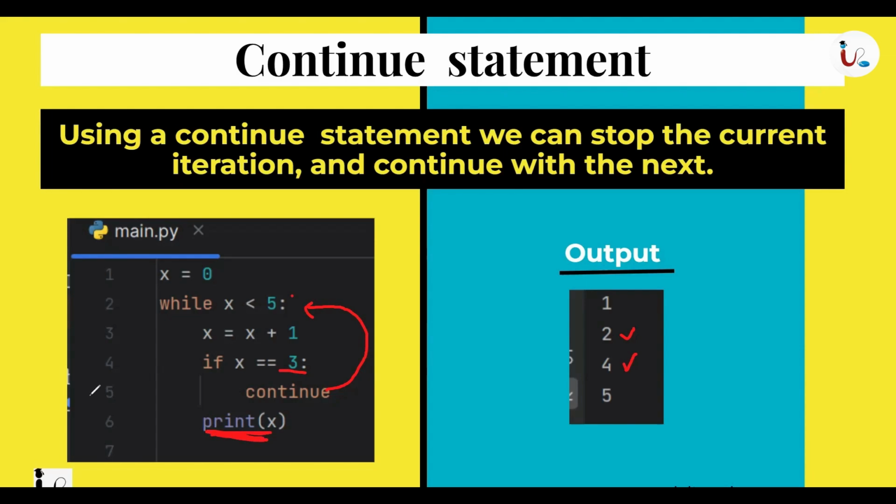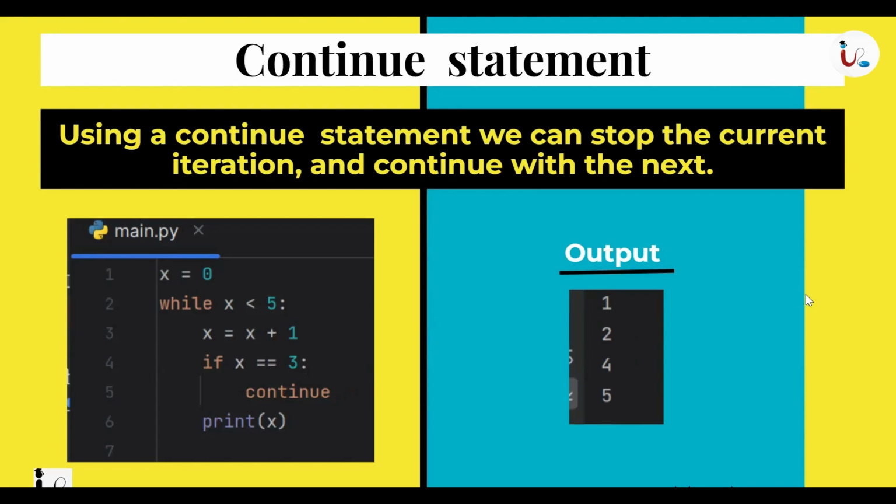Okay. So whenever you want to stop the current iteration, not the entire while loop, only if you want to stop the current iteration and you want to skip the remaining lines and continue with the next iteration, you can use the continue statement. Clear?